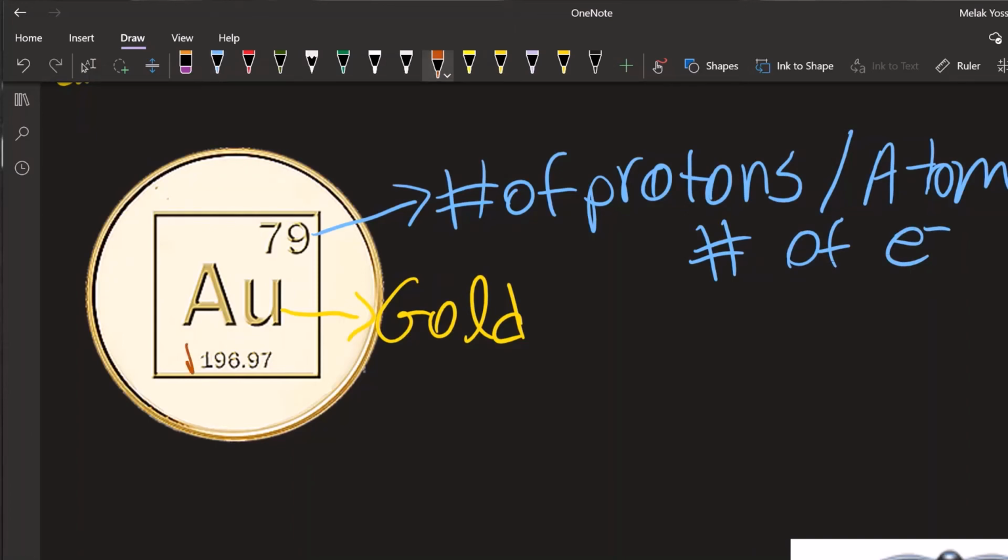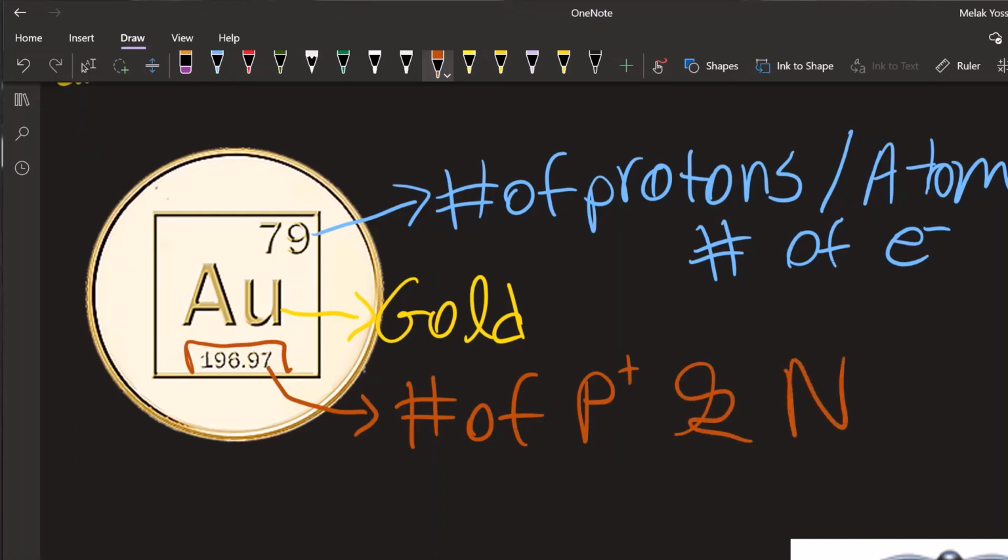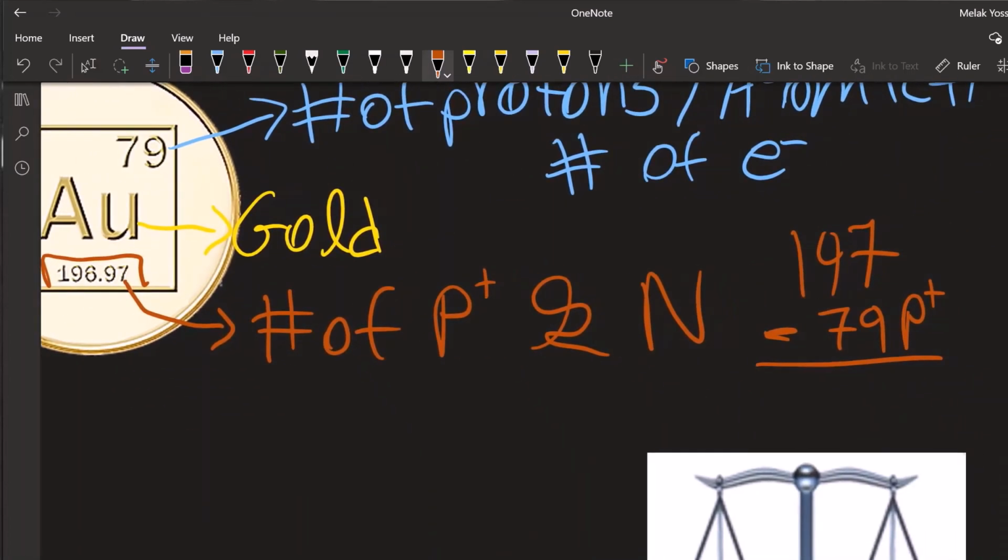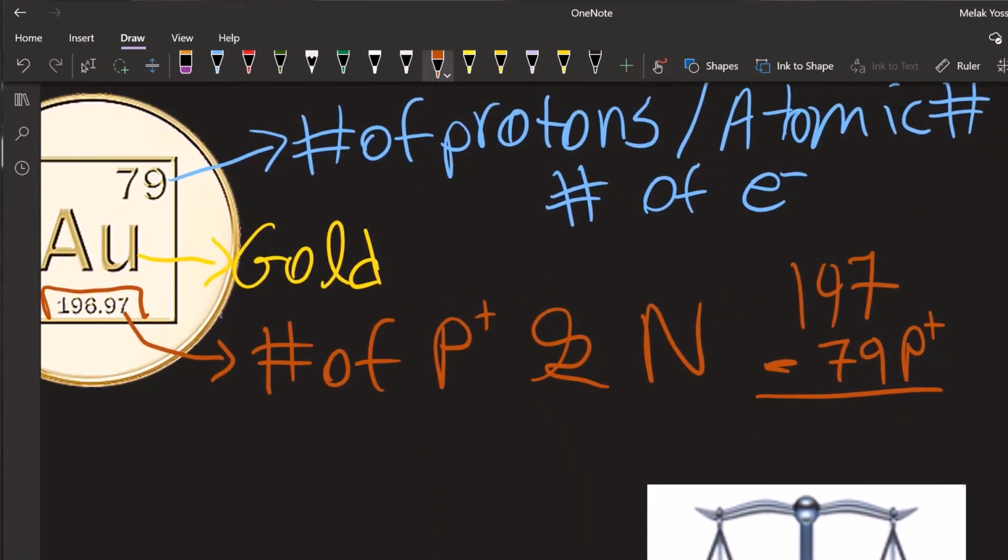And 196.97 would be the number of protons and neutrons. So you could round it to 197, because that's what it is, 196.97, that's 197. You can subtract 79 protons from that to find the number of neutrons that are present in a gold atom.